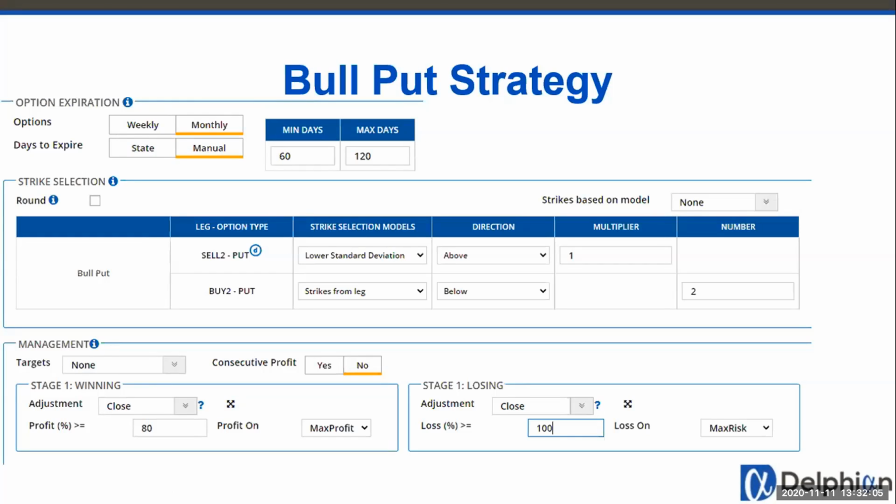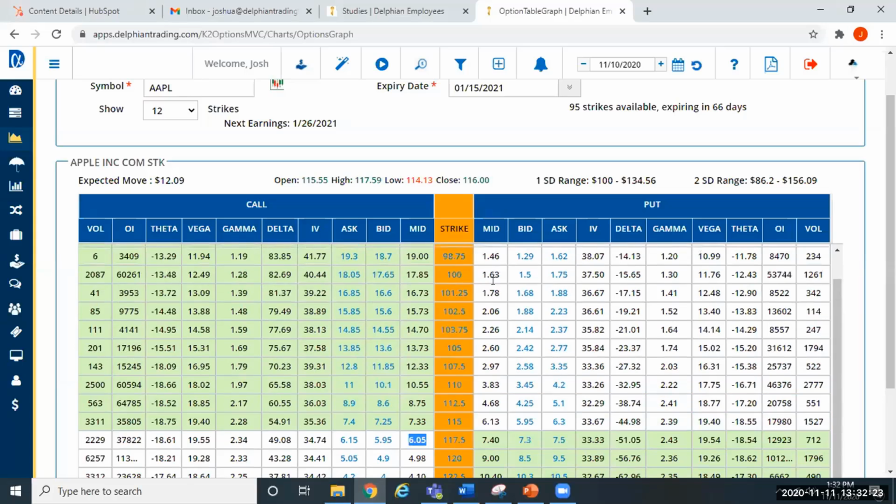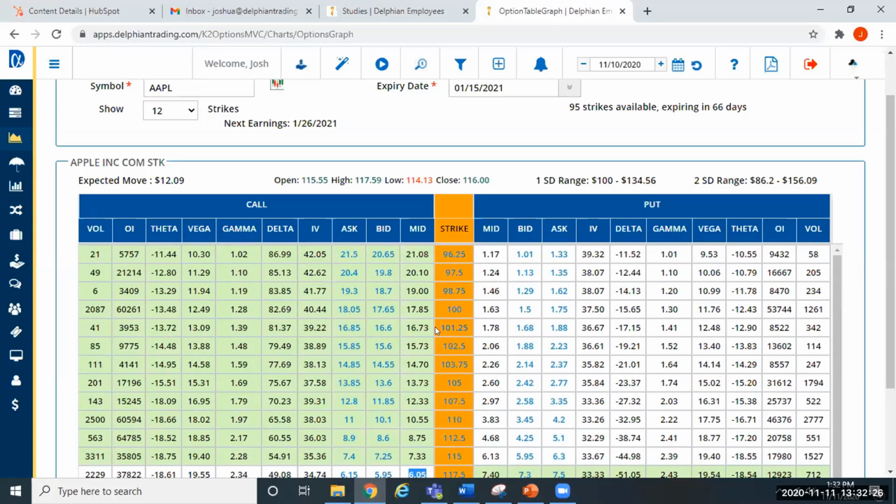The other one is the bull put. Here we're selling a put, and then below that we're buying a put for protection. We're looking for 80% of the profit, and then we took the risk off on that one too. Over here, we'd be selling the 101.25, and then 2 below it, we're buying this one. Same thing as the bull call. As long as this thing doesn't tank, it's going to depreciate really fast.